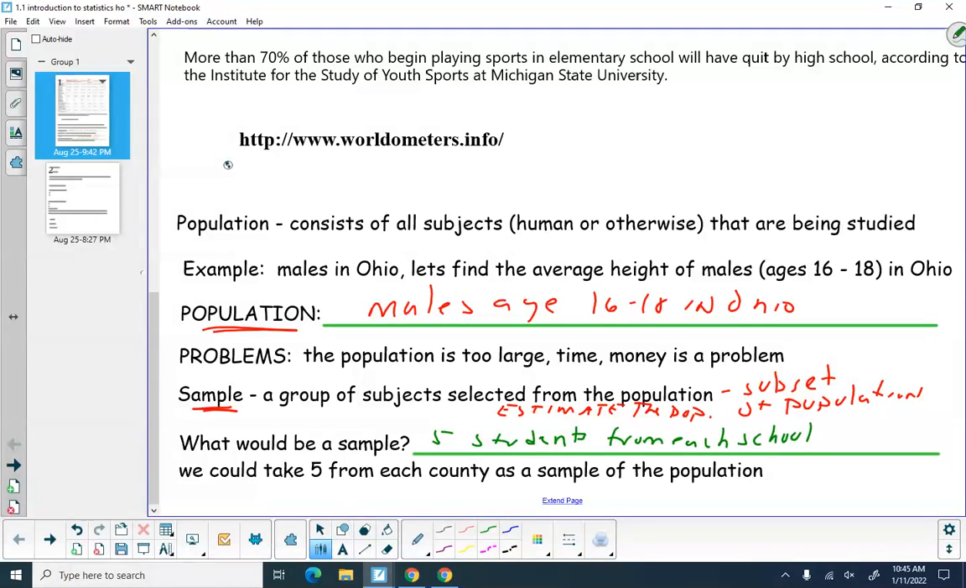We can take 5 from each county. Okay, go to each county. Take 5 males aged 16 to 18 from each county. Okay, that is what sampling is, that's what statistics does.